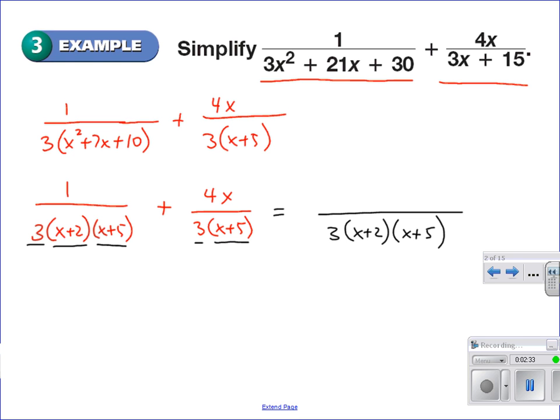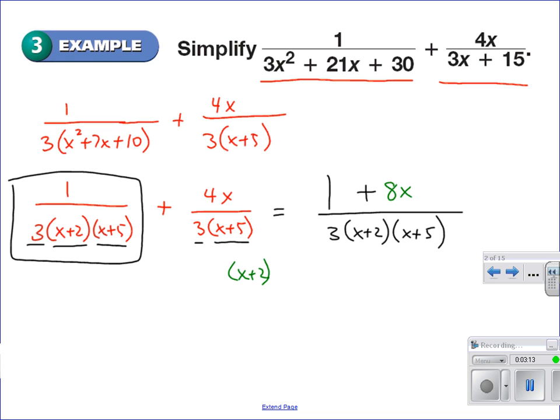The way I like to think of this is, just like when you're multiplying to add fractions together, you have to ask, what's missing? The one on the left, nothing is missing, so I just need to rewrite the 1. Plus 4x over 3 times x plus 5. What's missing? There's an x plus 2 missing. So I need to multiply that 4x times x plus 2.